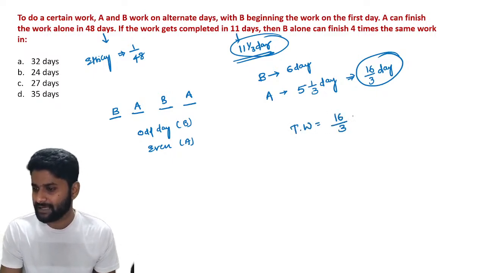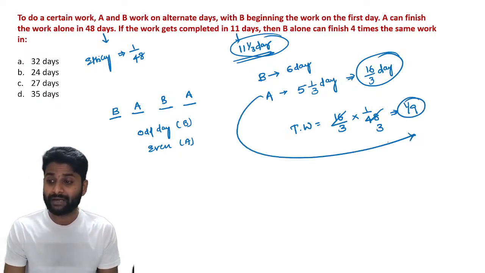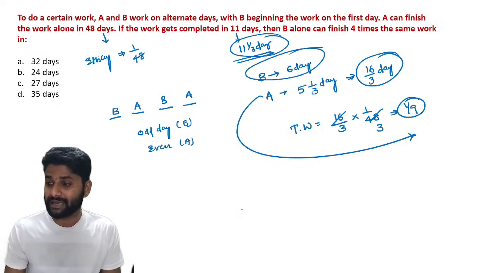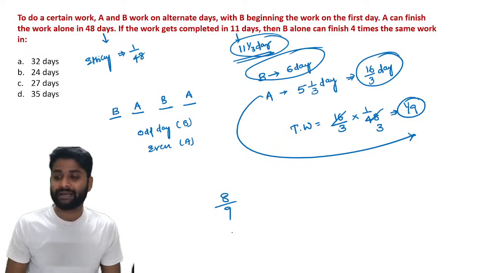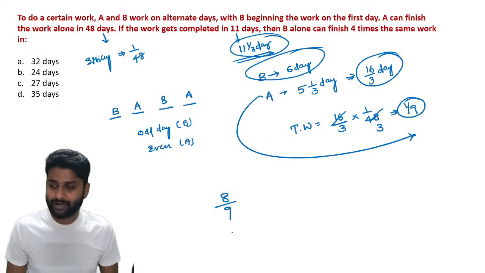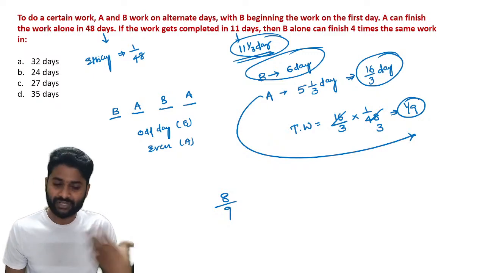16/3 into 1/48. So this is exactly 1/9. It means A completed 1/9th of the work. Then B completed the remaining work, right? So the remaining work is 8/9. So for the entire work, A's contribution is 1/9 and B's contribution is 8/9.